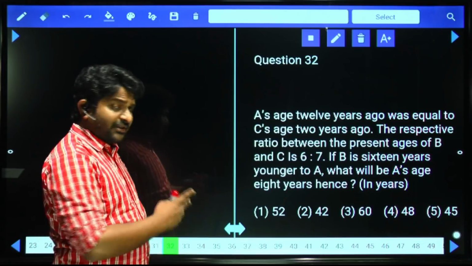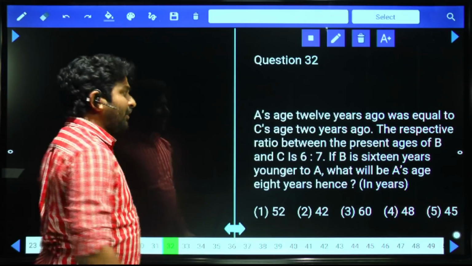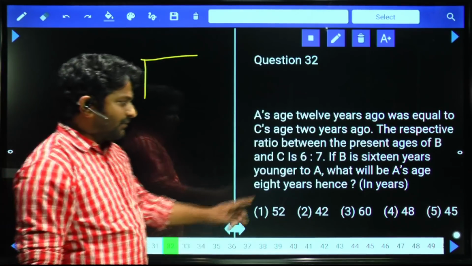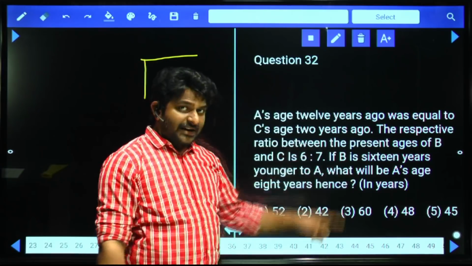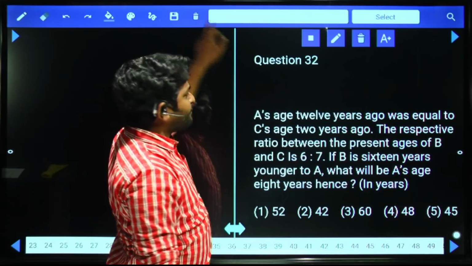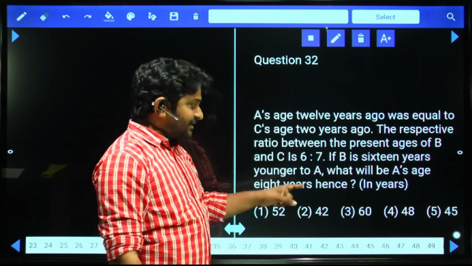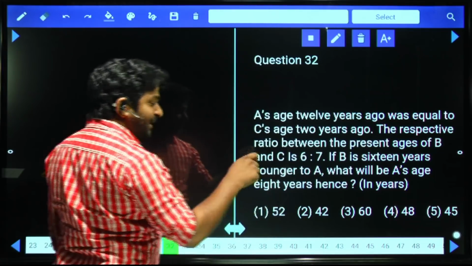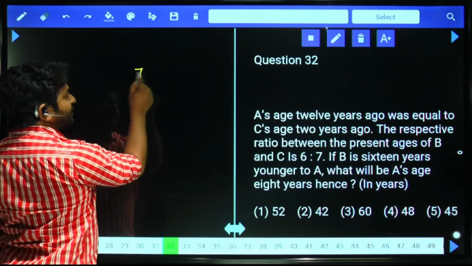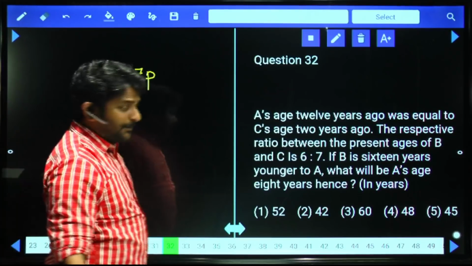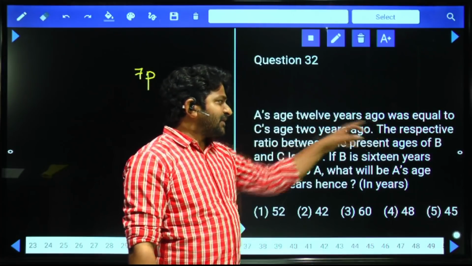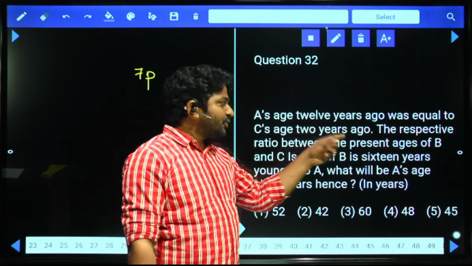One is equation format, which we are against. One is tabular form. We can do it in the tabular form, but let's see. Your question is about A's age after 8 years. Now A's age is compared with respect to C's age. Let's get C's age. The present age ratio of B and C is 6:7, so the present age of C is 7 parts, that is 7 multiple.